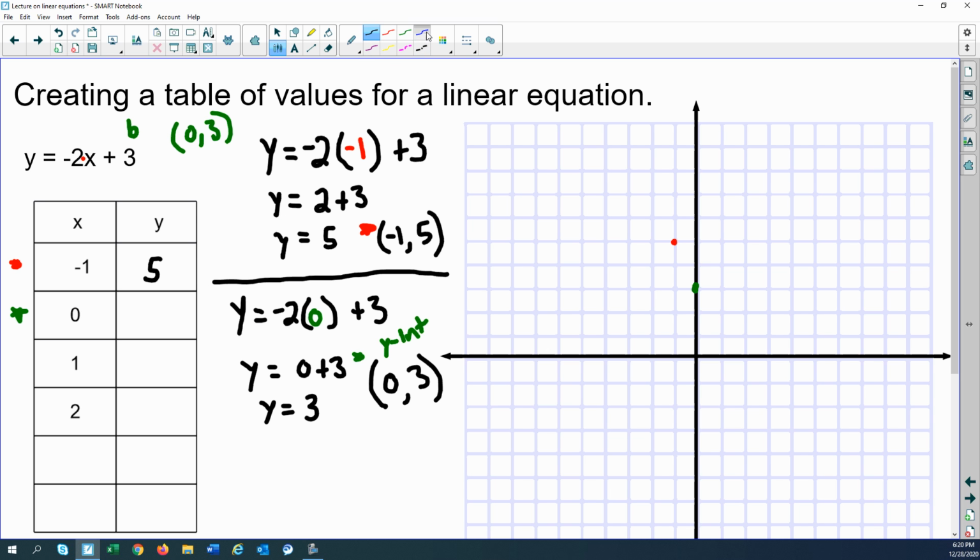Now the next point, why don't you try these last two real quick on your own and see if you can come up with the values. Pause me and then come back.